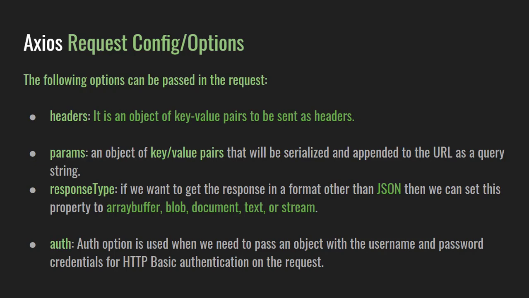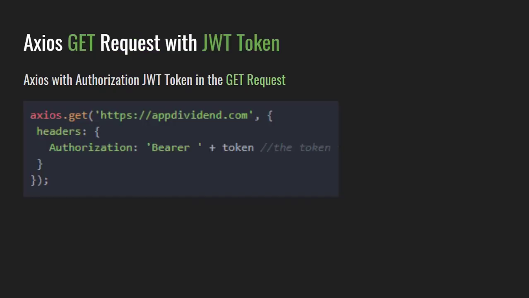So the header is a key value pair. Params, you can serialize them and append to array. Response type, if you don't want it to be JSON, you want to change it to, what, I don't know what a blob is, but if you want to change it to a blob, I didn't know that was response type, but that's what the documentation says. Array buffer, a stream, authentication, right? If you want to authenticate with a JWT token or something like that, some basic authentication is all built in.